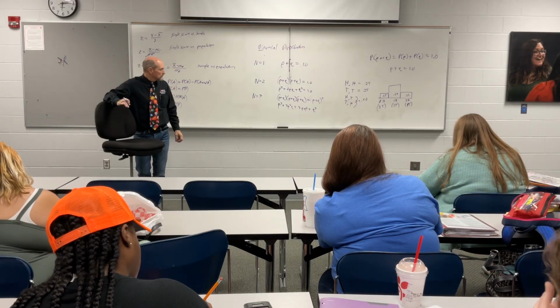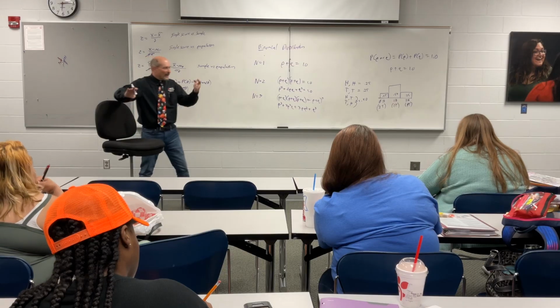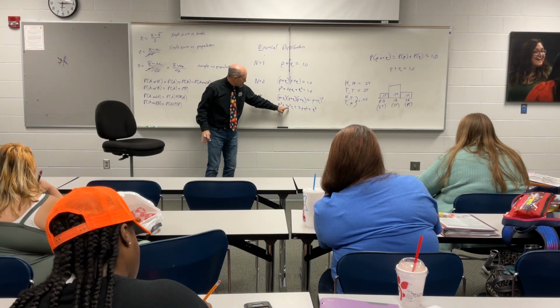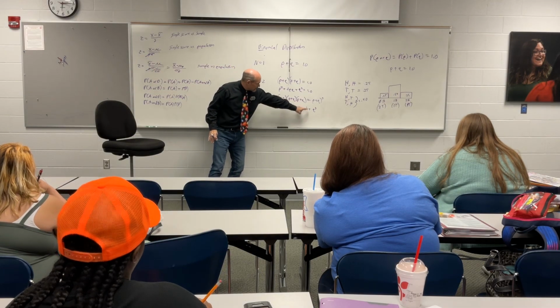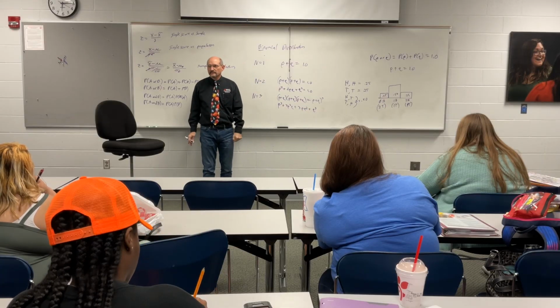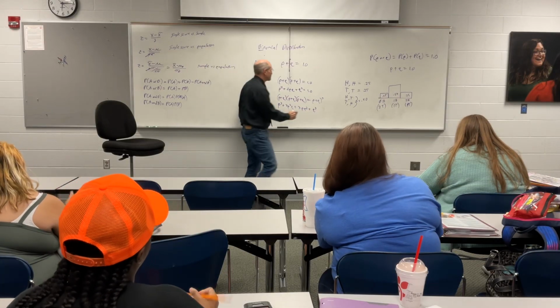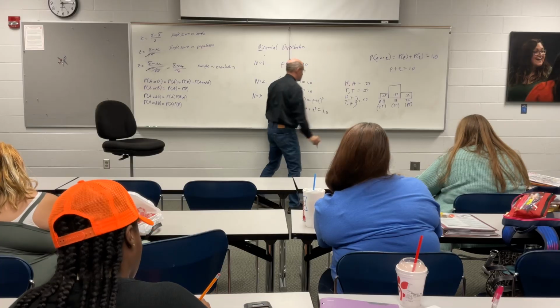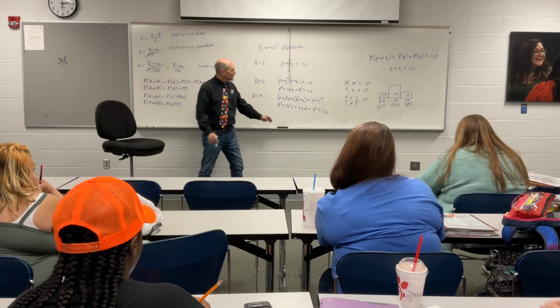Does that make sense? If I add up P cubed plus 3P squared Q plus 3PQ squared plus Q cubed, what do I get? 1. Probability must be 1.